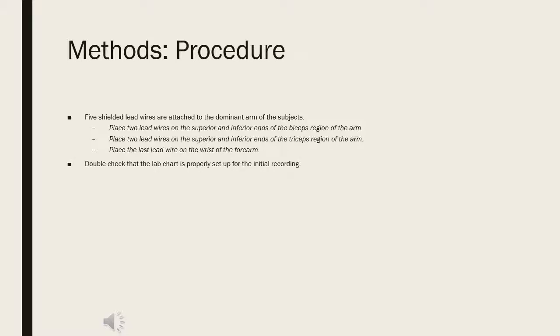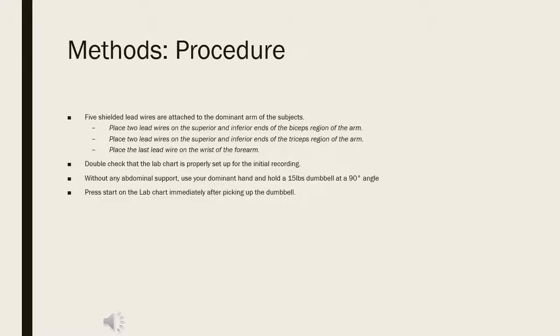You would double check that the LabChart is set up properly before the initial recording. Without any abdominal support, you would use your dominant hand to hold the 15-pound dumbbell at a 90-degree angle. After, you would press start on the LabChart immediately after picking up the dumbbell. You would repeat the methods for your non-dominant arm. So if you were right-handed and that is your dominant arm, you would switch to your left hand. Then you would repeat the entire process every 30 minutes until 90 minutes has passed.